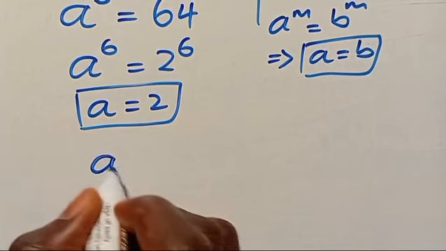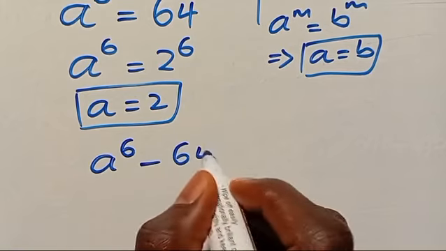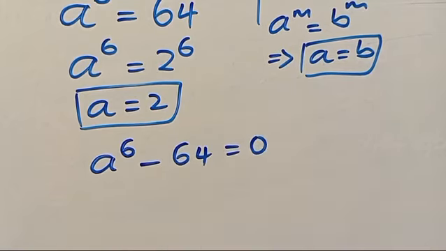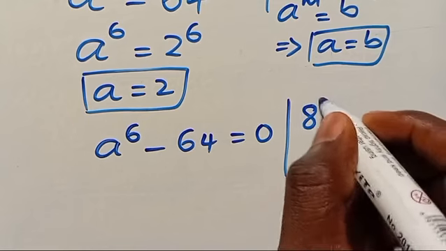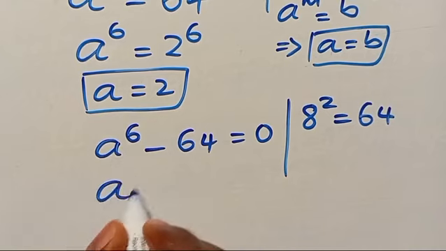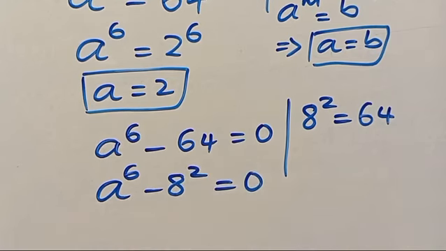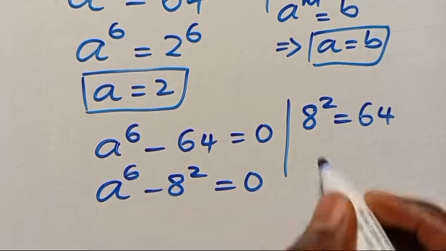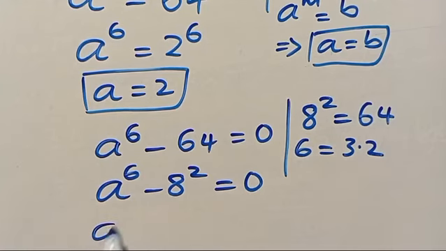We have a to the power of 6 minus 64 equals 0. So from here, you can have 8 to the power of 2 equals 64. So we have a to the power of 6 minus 8 to the power of 2 equals 0. Then let's re-express 6 as 3 times 2. So here will be a to the power of 3 times 2 minus 8 to the power of 2 equals 0.